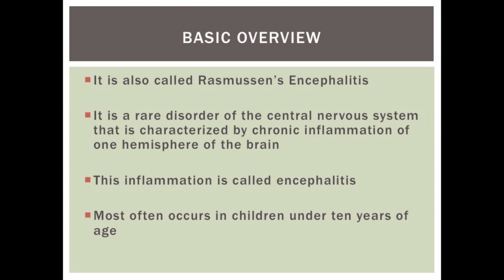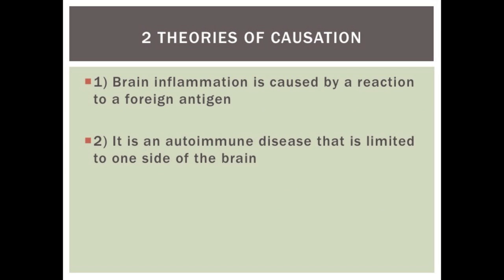Rasmussen syndrome is also called Rasmussen's encephalitis. It is a rare disorder of the central nervous system that is characterized by chronic inflammation of one hemisphere of the brain. This inflammation is called encephalitis. It most often occurs in children under 10 years of age. Two theories of causation are that the brain inflammation is caused by a reaction to a foreign antigen. Another is that it is an autoimmune disease that is limited to one side of the brain.